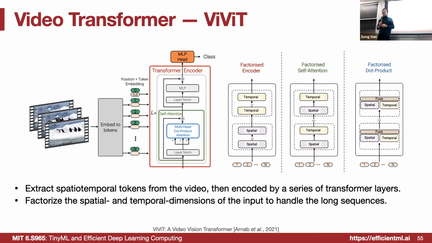If we do attention across these two spaces, that is pretty big, a lot of computation. So one approach is to do them separately: factorize the self-attention, doing spatial first and then temporal. Or we can factorize the dot product at different levels, to decouple spatial and temporal and reduce the cost.